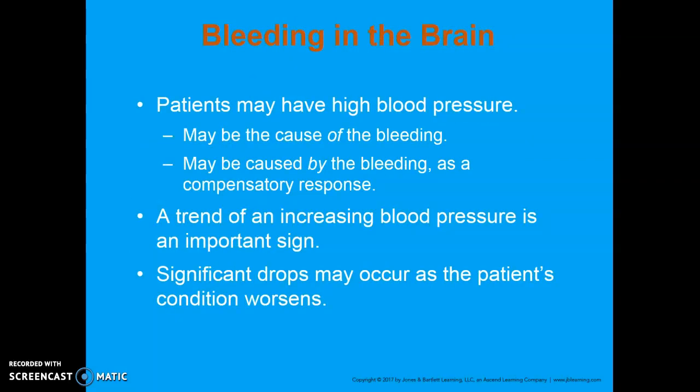Bleeding in the brain, we already talked about a little bit. This may cause patients to have some symptoms. Blood pressure tends to be involved one way or another. It may be the cause of the bleeding, or it may be caused by the bleeding, because of a compensatory response. It's kind of hard to tell sometimes with pre-hospital medicine out in the field, which one came first, the chicken or the egg. And so we just take that sign of increased blood pressure as something's not right.